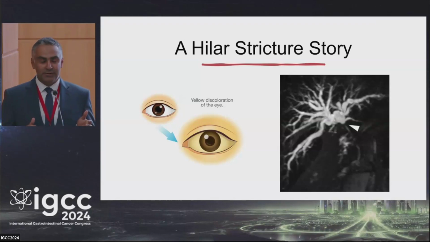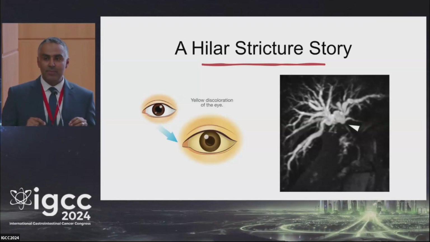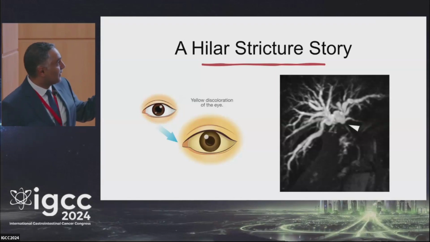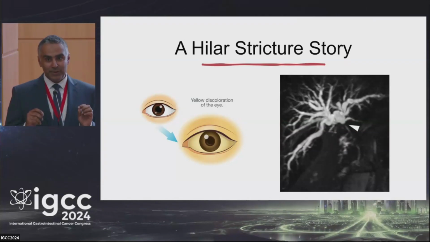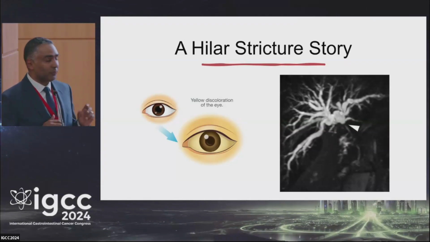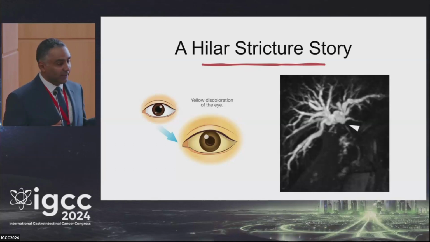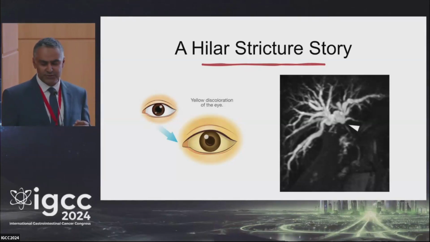In the ER, her labs were consistent with obstructive jaundice. The ER did a CT scan that showed intrahepatic biliary dilation and an MRI that showed this: an intrahepatic perihilar stricture with intrahepatic biliary ductal dilation, of course, highly suspicious for cholangiocarcinoma.